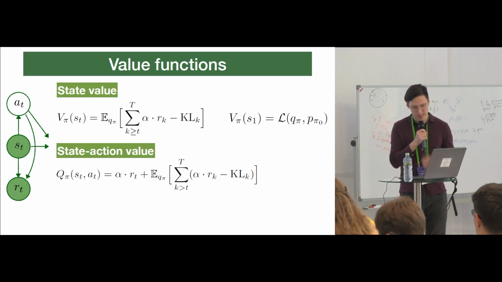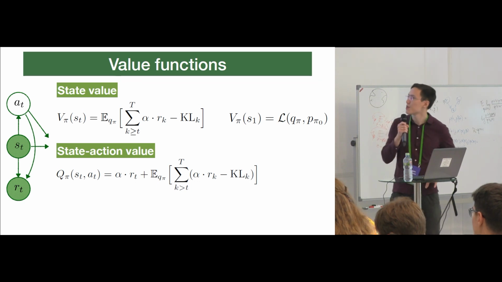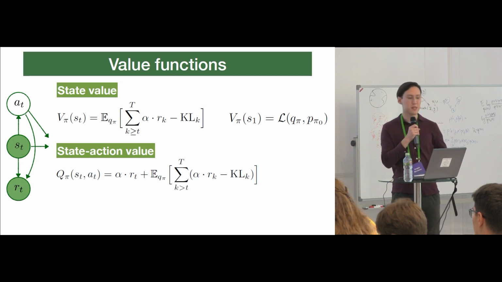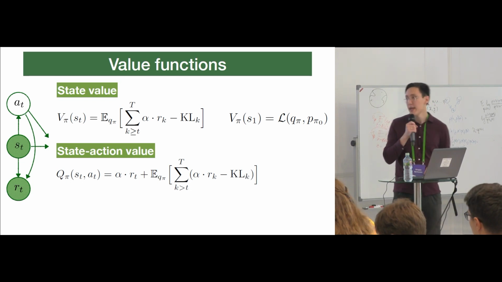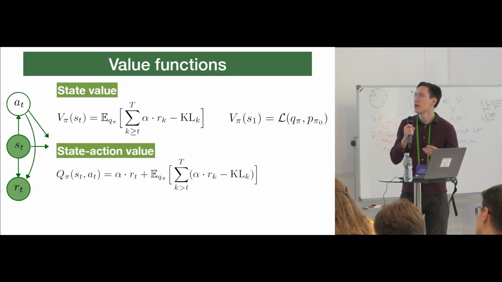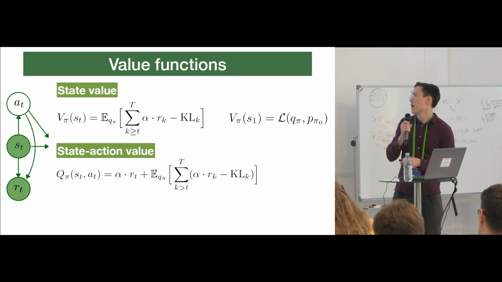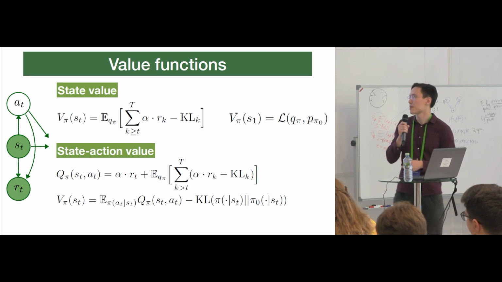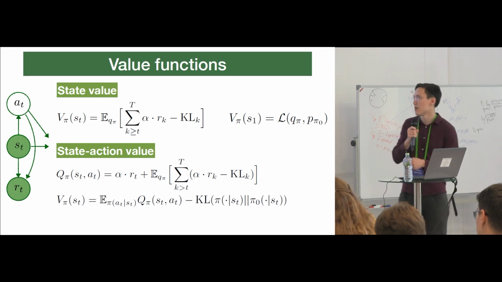Another function that will be useful to us is state action value. This is the value of the current state, assuming that we're going to take this particular action at. And again, it can be expressed as the instantaneous reward that we get after we take action at, plus the expected sum of the rewards in the future, expected under our behavior policy pi. And obviously, we can connect these two functions to each other by just expressing one in terms of the other.